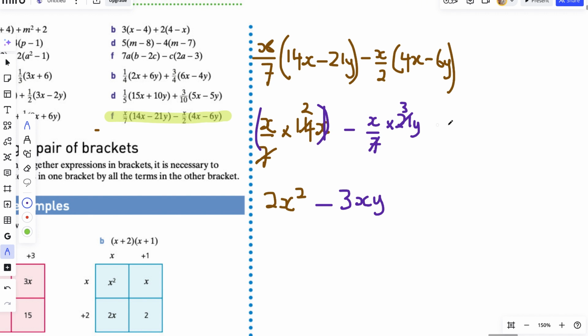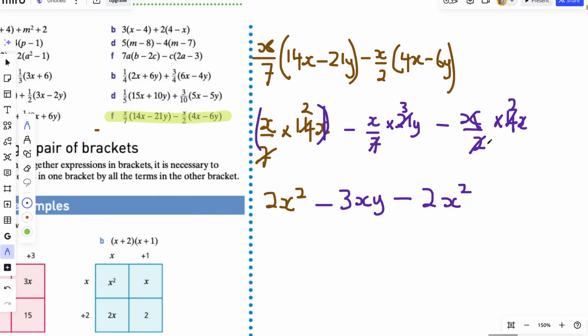So we have minus x over 2. Remember, this minus is going to talk to both of the brackets. Minus x over 2 times 4x. So what we do here, this 2 can divide this 4. So 2 goes here, we get 2x. So I have 2x times x, I get 2x squared. So I have here minus 2x squared.